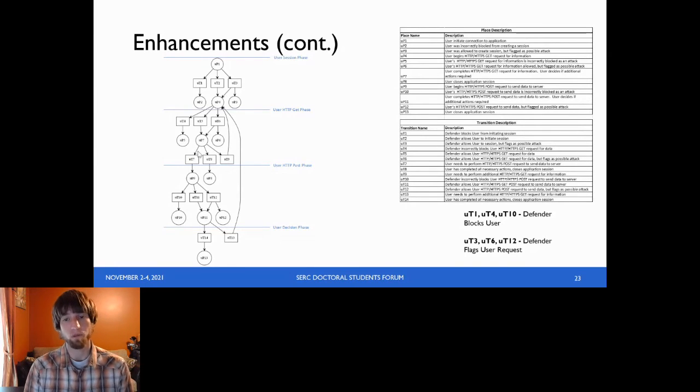If they flag or block the user action, this is considered a false positive, and the defender would be penalized and given a negative reward in the reinforcement learning framework.